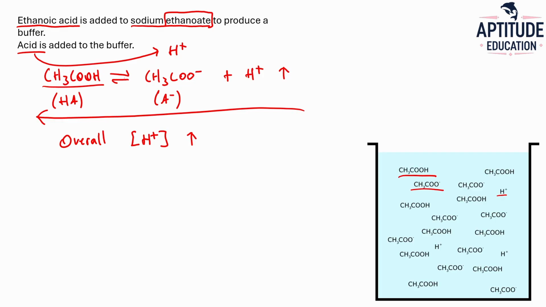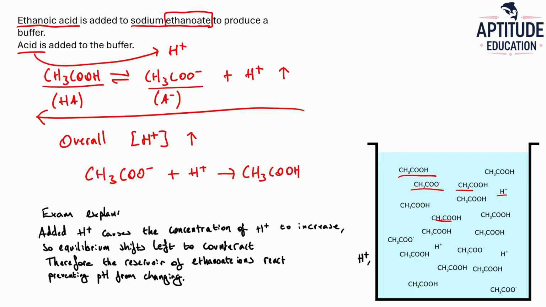So what happens is the excess ethanoate in our solution will react with the H plus to produce more ethanoic acid. And in doing so, it is neutralizing the added acid and therefore preventing the pH from decreasing. And our pH here is going to stay relatively constant and only change within the buffer's pH range because there is a large reservoir of both undissociated acid and conjugate base. So the overall concentrations change very little. And you'll see here I've provided an explanation for you to use in your exams.